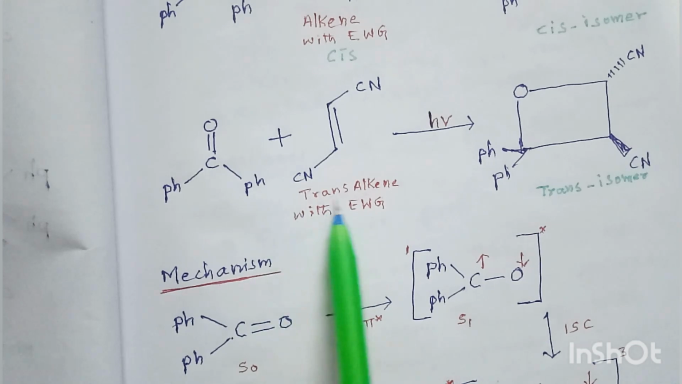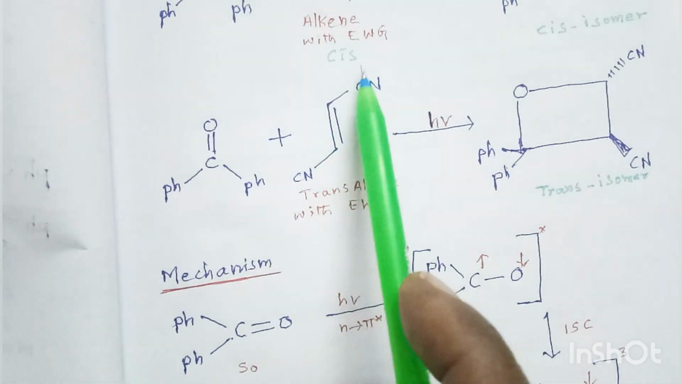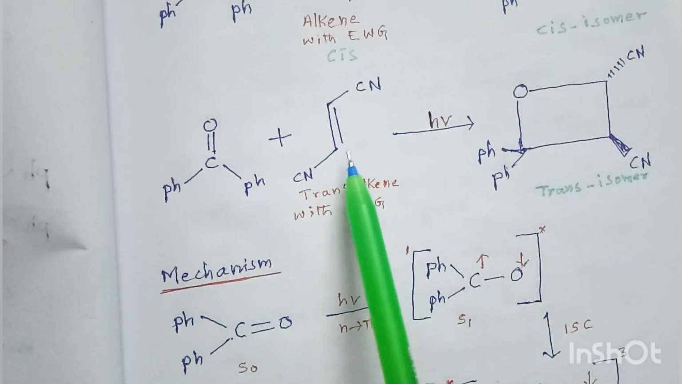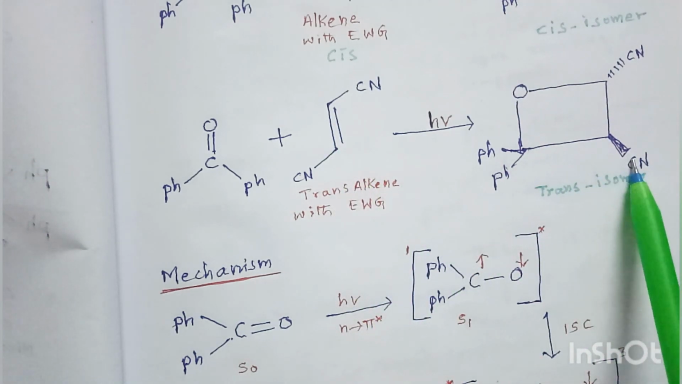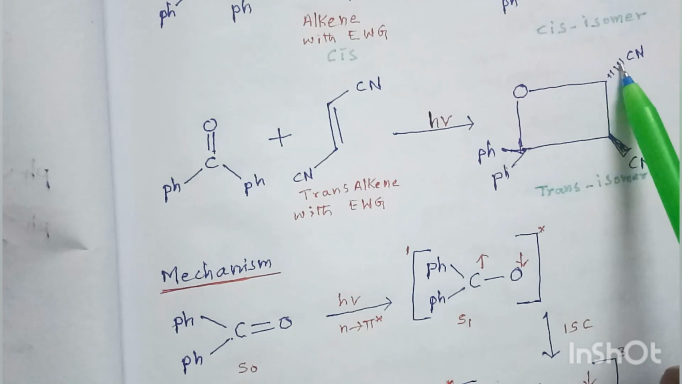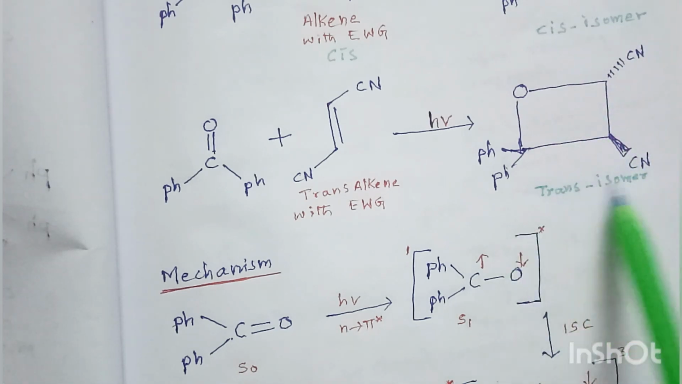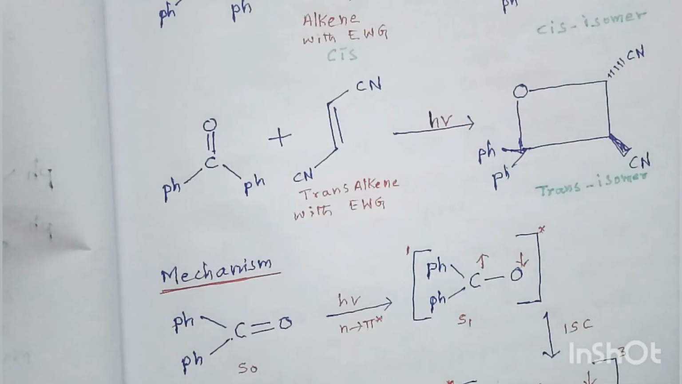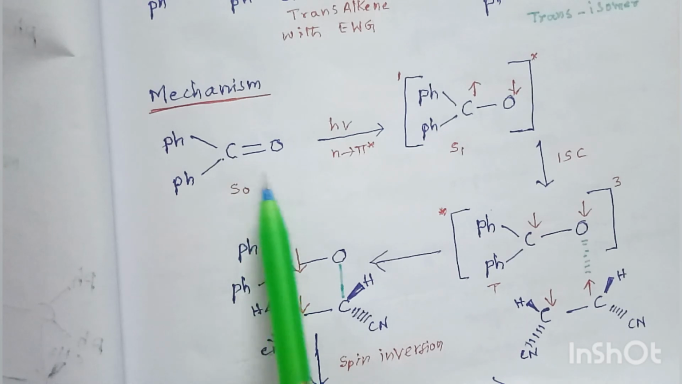Take a trans alkene with electron withdrawing group, CN on opposite sides of the double bond. They will give one CN above the plane and one CN below the plane. So this is the trans isomer. The trans isomer gives the trans isomer, and the cis isomer gives the cis isomer. Let us see the mechanism.